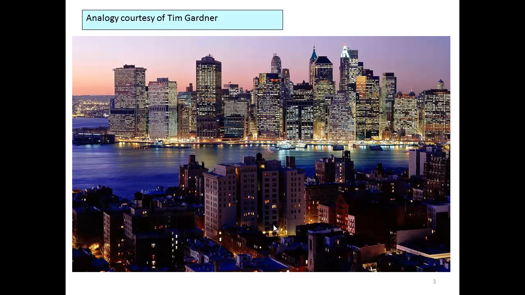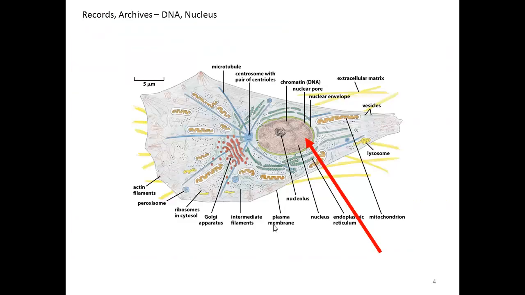I will occasionally refer to comparisons between a city and a cell, comparing the functions that a city needs to do and a cell needs to perform. This analogy was created by my predecessor in this course, Tim Gardner, and I find it to be a very useful analogy. Let's start by talking about the nucleus here, this double membrane enclosed area. This is where the DNA is kept. That is the information, the records, the archives of a city.